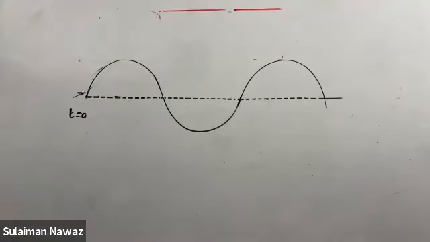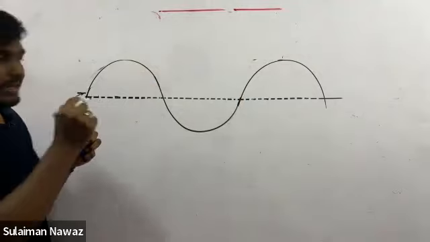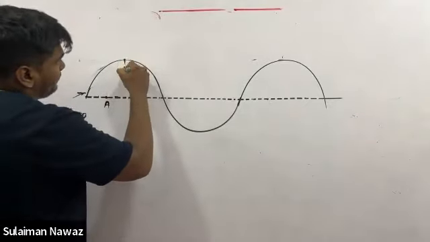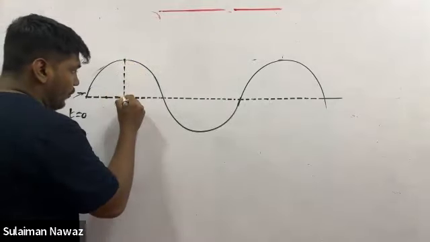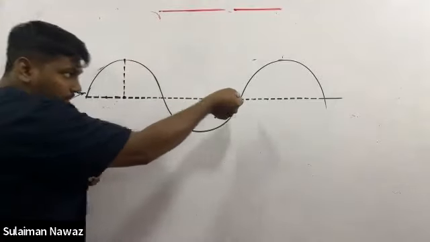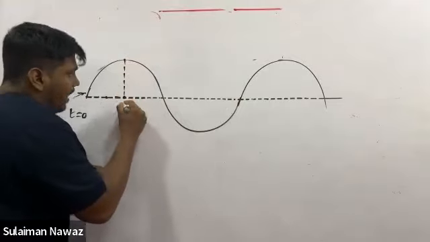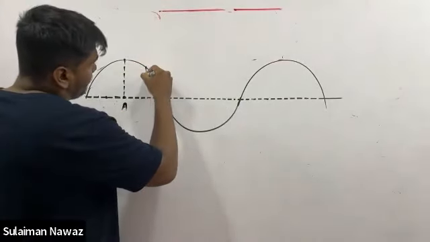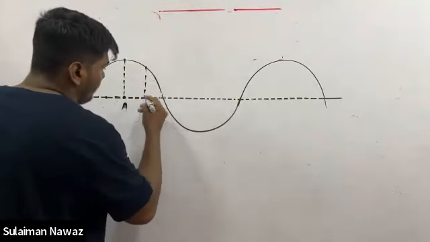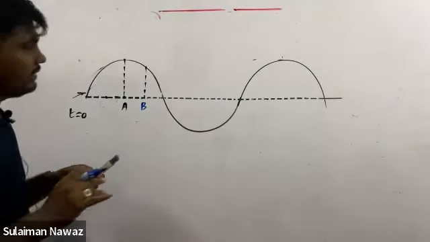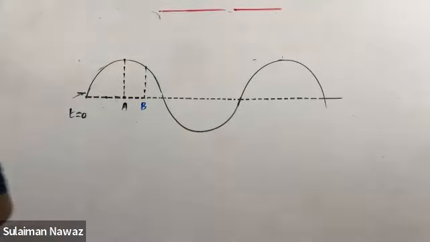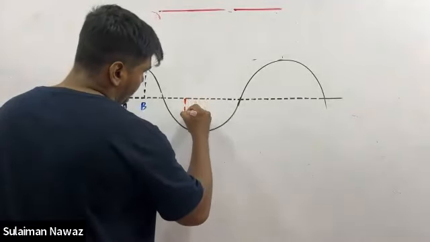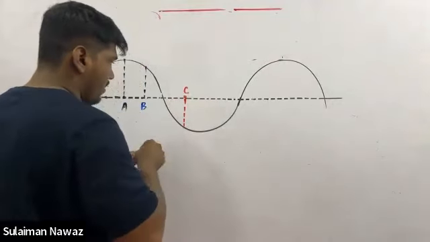So this particle is point capital A, point capital B. Initially, when the rope is horizontal, capital A is one of the rope particles. Then this is my capital B particle. This will be my capital C particle. This is my capital C particle. My capital D particle.